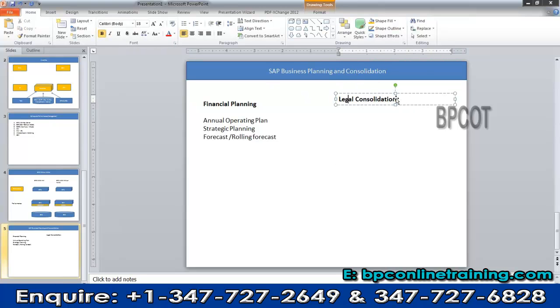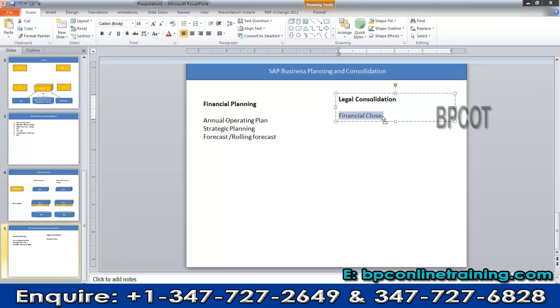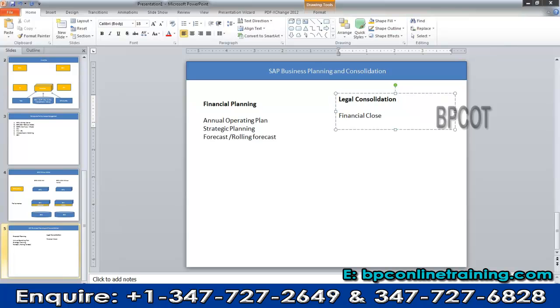Using legal consolidation, you can do your closing procedure, right? Financial close. You can consolidate data here for your legal statements. That may be IFRS, that may be US GAAP. When I say financial close, you can do the balance carry forward.